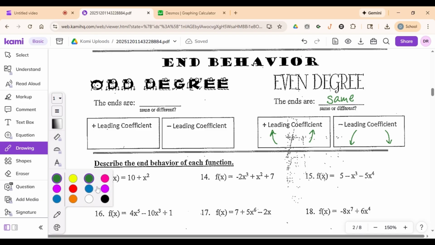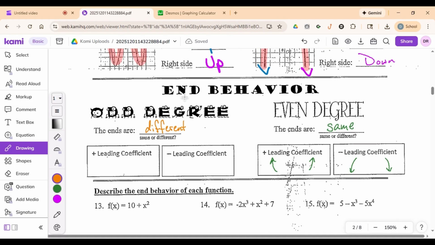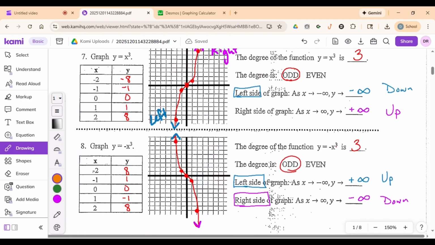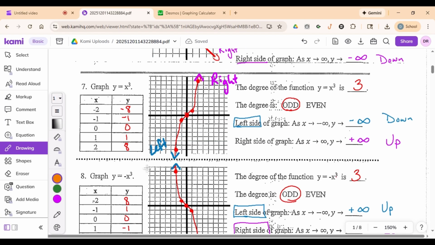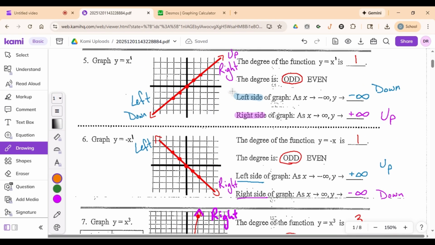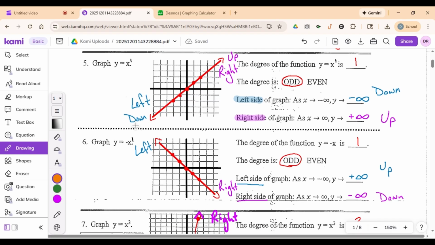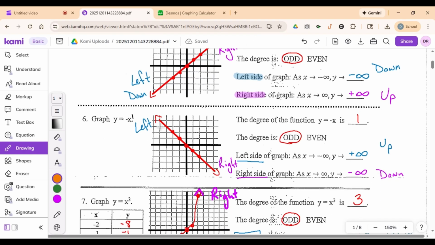With the odd degree, it's different. With the odd degree, they are not the same. That means one end has to point up and the other points down. So if you go back here, and again, pause the video as needed, but if we go back to this side, one side of the equation points down while the other points up. We see that over and over again. Left side down, right side up. Left side up, right side down.